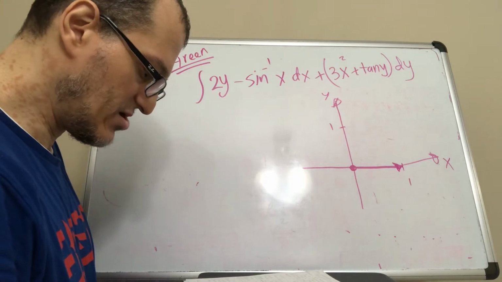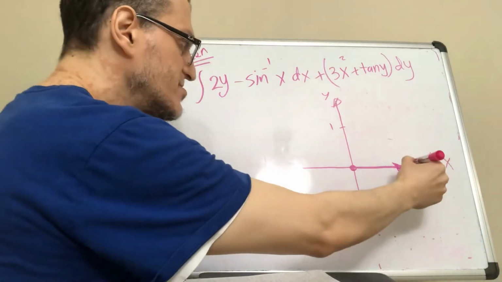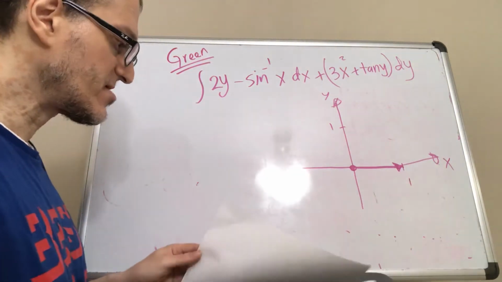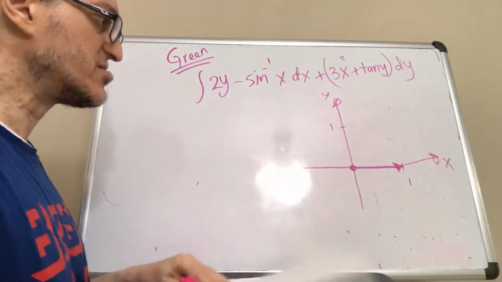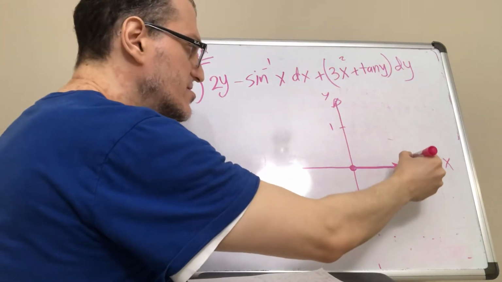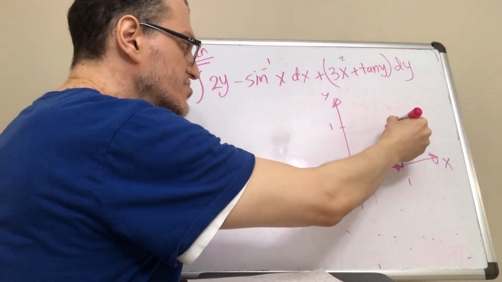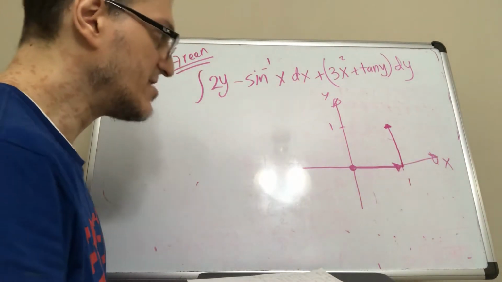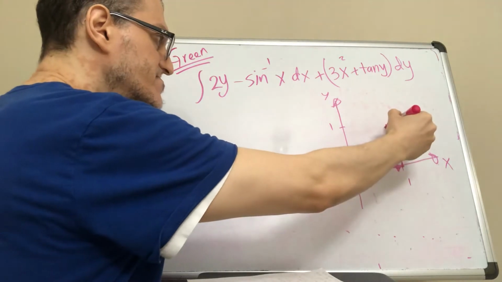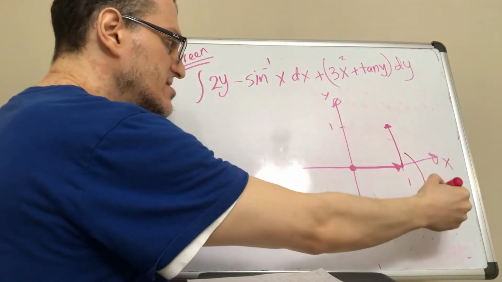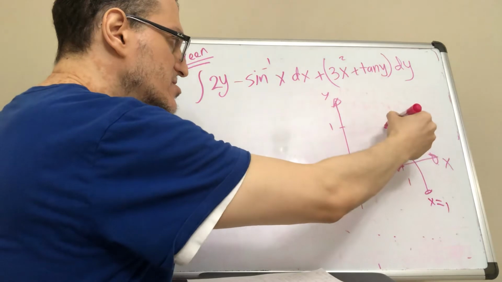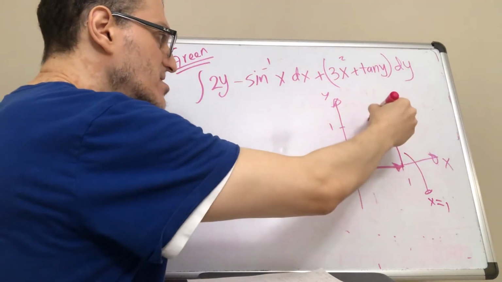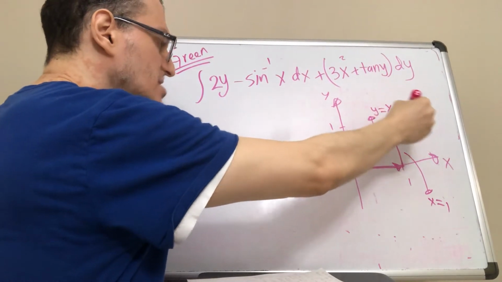And then you go along x equals 1, you go up to the point 1, 1. So you go up, according to this line, till you get to this point, the 1, 1. And you go through this line, so this line here is x equals 1, then you go to the 0, 0 along y equals x.